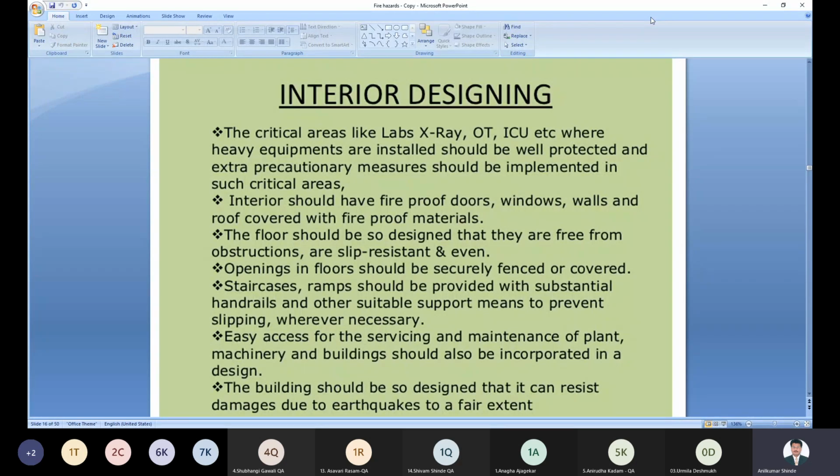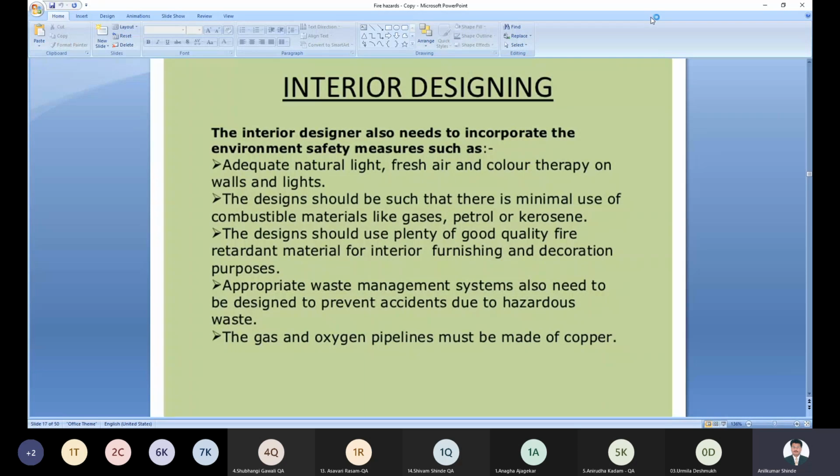So if any equipment or machines are damaged, or if you want to repair them, that should be very important. The different persons coming to that area can maintain or repair that machine. Then the building should be designed so that it can resist damage due to earthquake or fire extent. Then interior designing should have adequate natural light, fresh air, and color therapies on the walls and lights. The design should have minimal use of combustible materials like gases, petrol, and kerosene. Plenty of good quality fire retardant material should be used to avoid problems. Then an appropriate waste management system is needed to prevent accidents from hazardous waste.